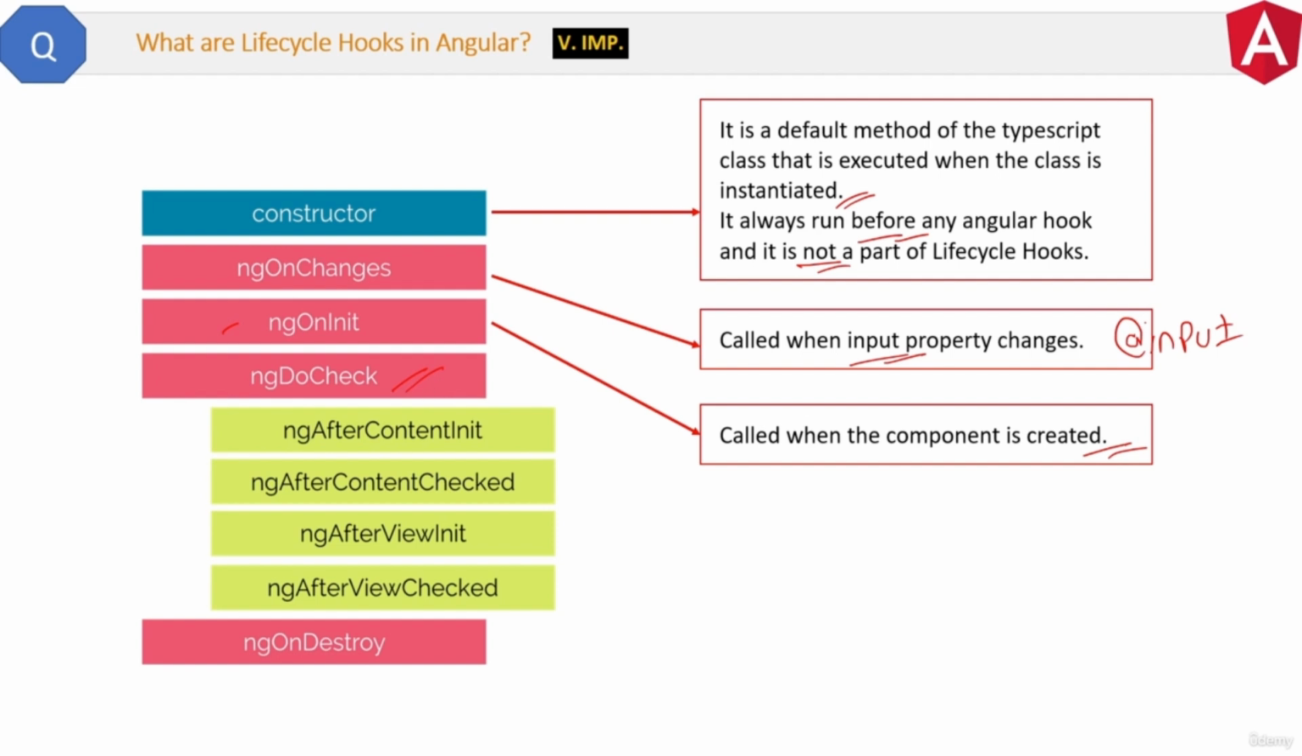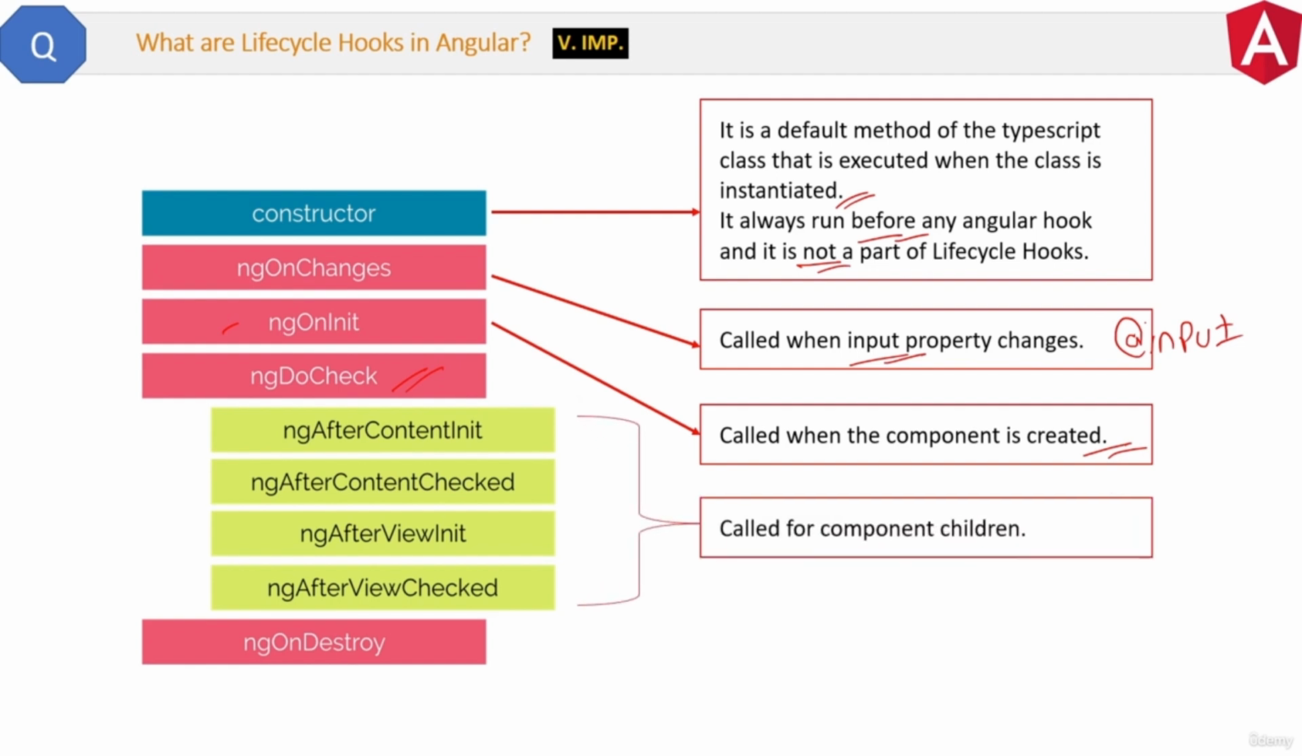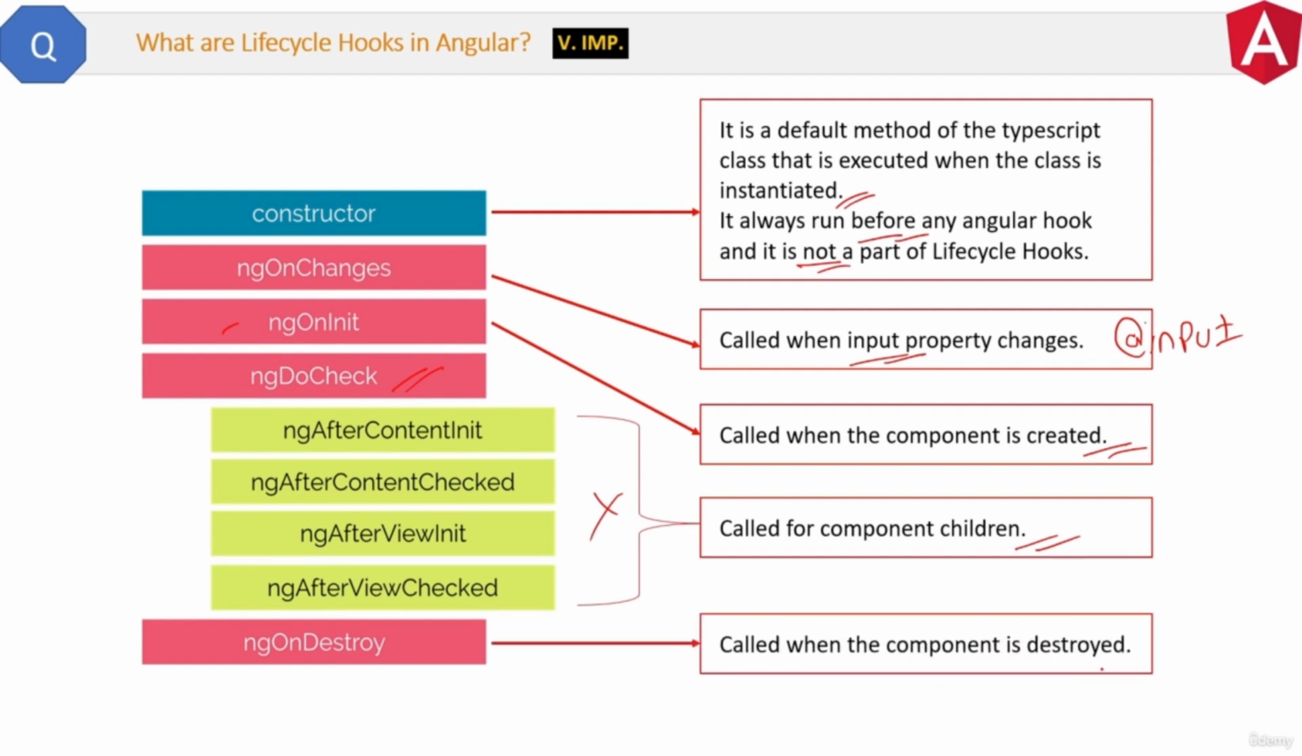After this, we have these four hooks which run only for child components, and if a component does not have any child components, then none of them is required. And finally, the last one is ngOnDestroy. This is called when the component is destroyed. So that is the whole quick overview of the hooks. Now in an upcoming question, we will focus on the most important ones. If you have any queries, then please ask me in the comment section.